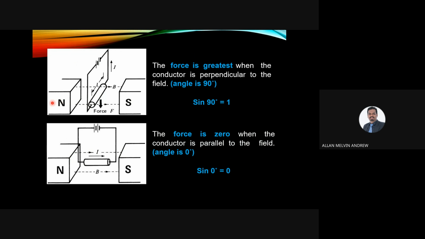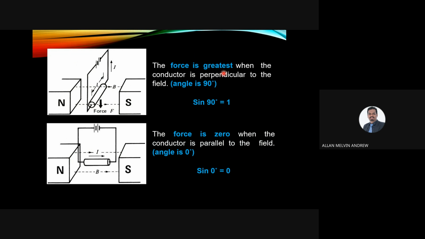So this is the magnet, with the north pole and south pole. The magnetic flux moves from north to south. When we put a conductor perpendicular, at 90 degrees to this magnetic field, we will get the greatest force.